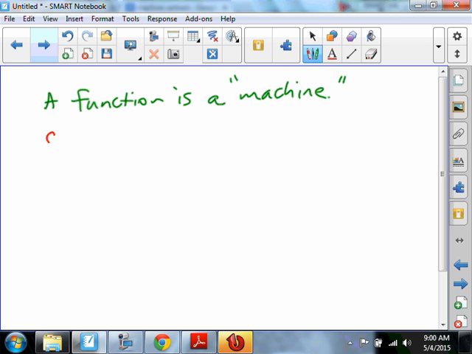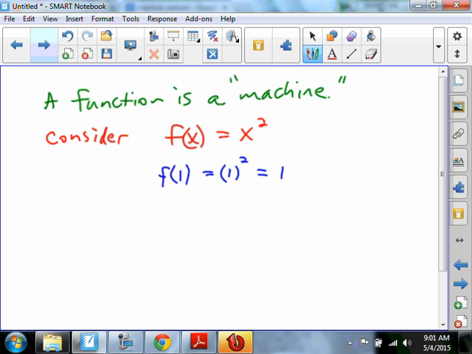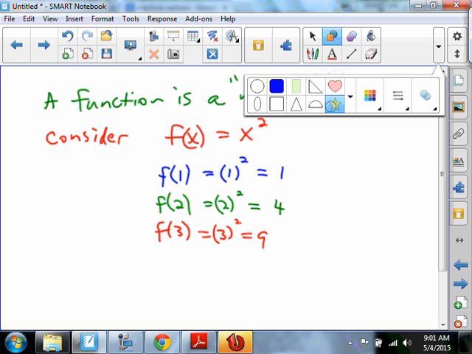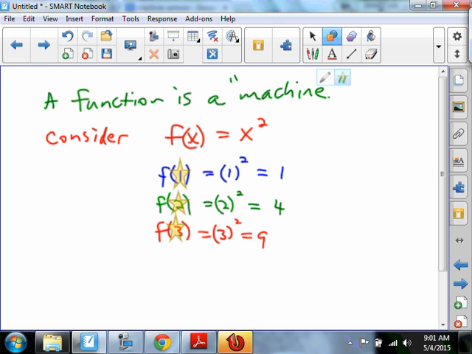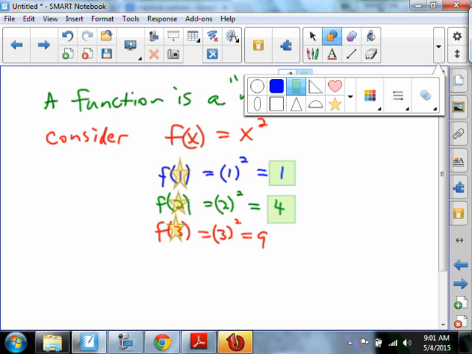So let's consider f of x equals a real simple one, x squared. Okay. If we plug x into it, or a particular value of x, like 1, f of 1, that means let's plug the number 1 into the function and see what happens. So that's going to be 1 squared, which ends up equaling 1. So that wasn't very exciting. But if we plug something like 2 into it, we would get 2 squared, or 4. And if we plug something like 3 into it, we would get 3 squared, which is 9. So with a function, we've got these things right here, this 1, this 2, and this 3. And then we've got these things here, this 1, this 4, and this 9.